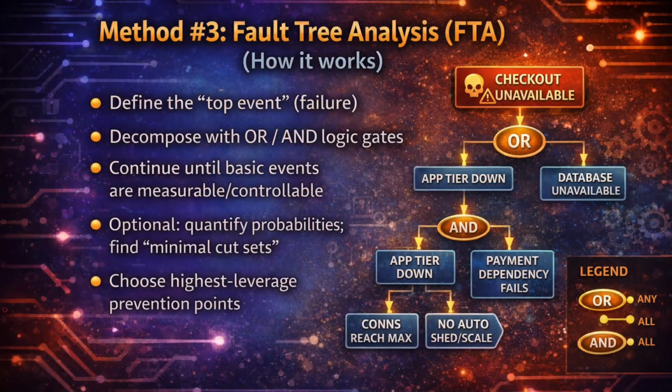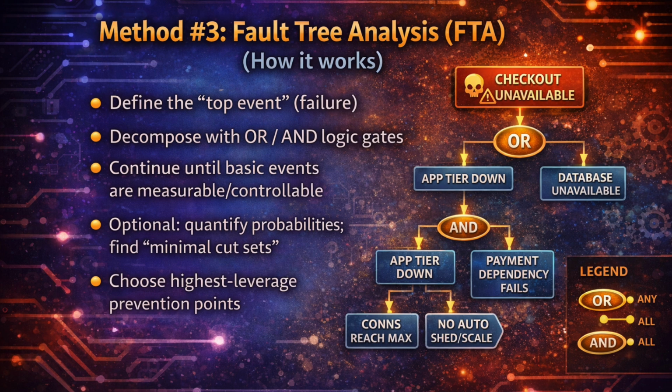Our third method is fault tree analysis, or FTA. This is the most formal of the 3, and it's common in high-reliability fields because it models how a system can fail using logic. You begin with a precisely defined top event, your failure. Then you ask, what immediate conditions could cause this top event? You connect those conditions using logic gates. An OR gate means any one of the inputs is enough to cause the failure. An AND gate means multiple inputs must occur together.